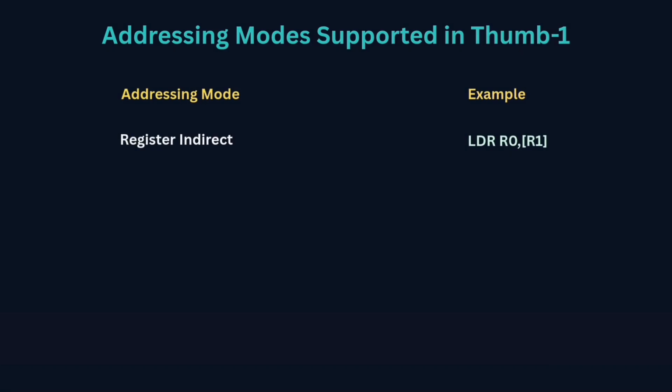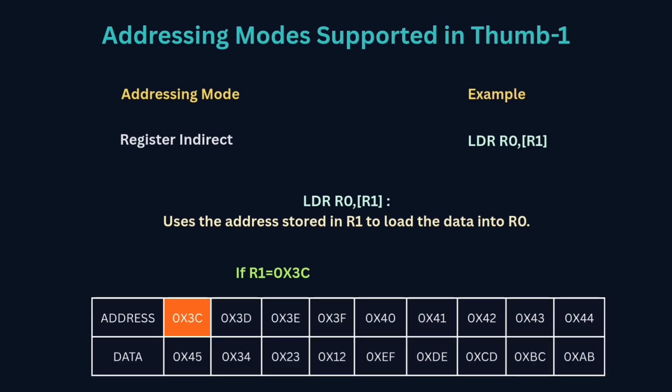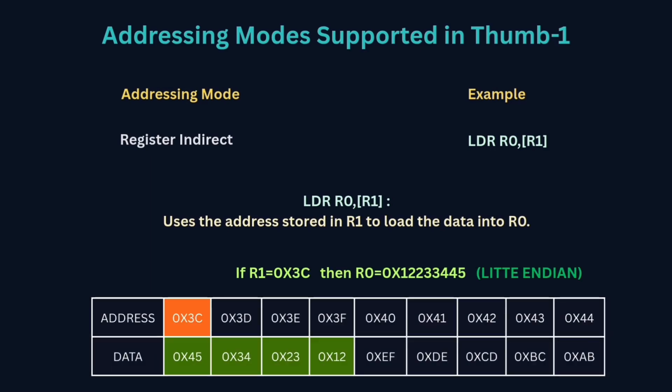Register Indirect. Let us consider this example: LDR R0, [R1]. This is the simplest addressing mode. The processor treats the value stored in R1 as a memory address. It accesses the memory location, reads the 32-bit word stored there and copies it into R0. In other words, the address comes entirely from the base register without adding any offset.